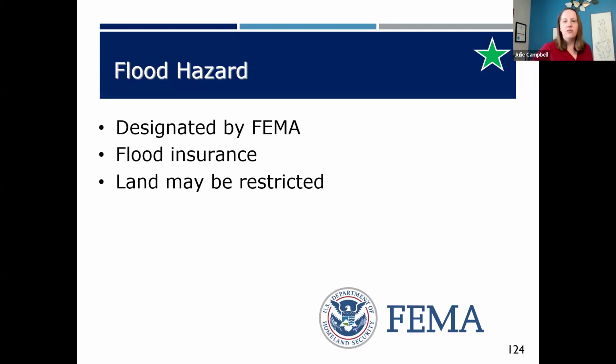We have a whole unit dedicated to insurance, homeowners insurance, flood insurance, all of that, which is Unit 13. So that's when we'll see flood hazard again, specifically talking about flood insurance.